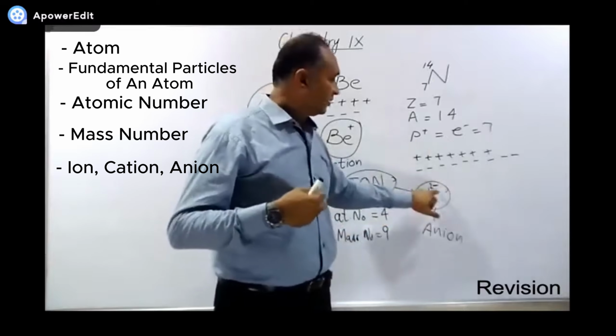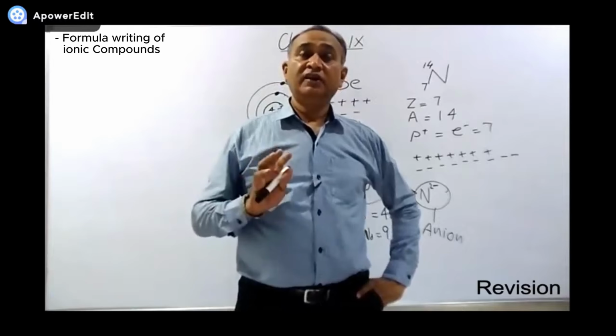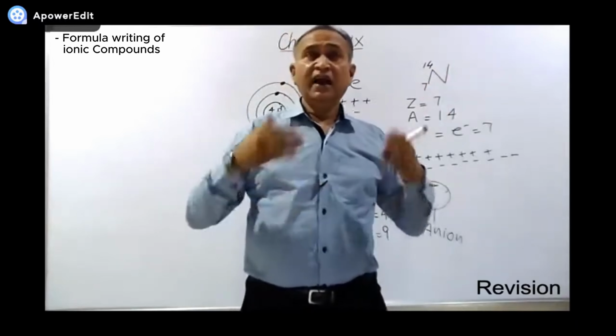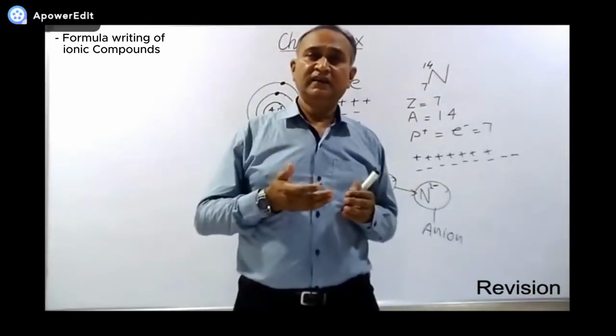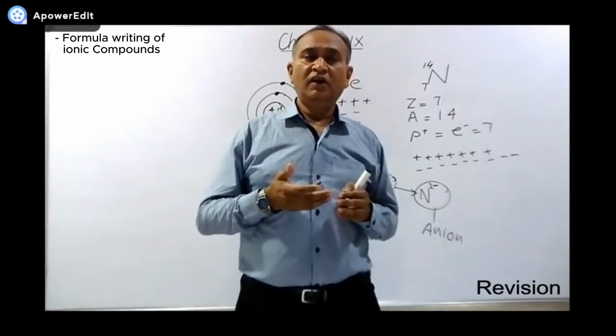Okay? So what is the definition of an ion? A species, an atom you can say, which carries a plus or minus charge due to the unbalance of protons and electrons. Then we have seen a list of various cations and various anions. Let me write on the board.